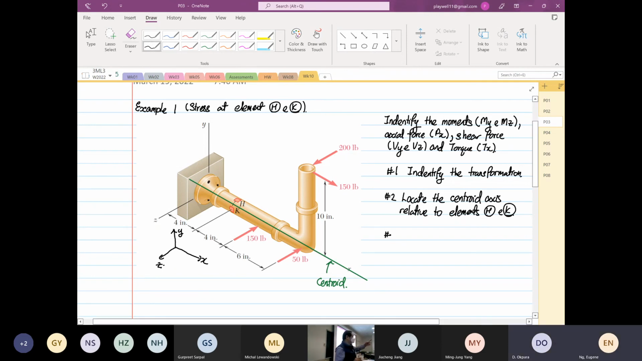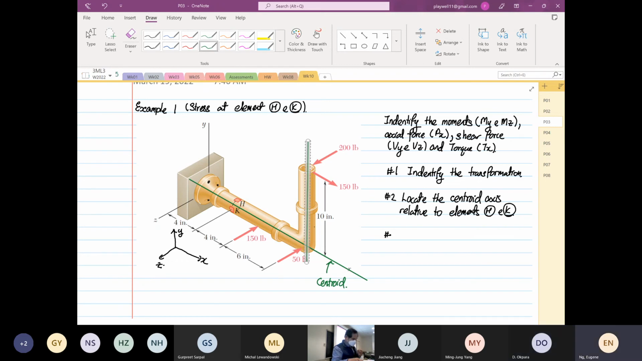What if element K was on the vertical portion of the structure? If element K is on the vertical, then this is the centroid. Are we clear? So two centroids? No, you changed the question for me, you cheeky sort. Let me clarify: what if element H was on the horizontal piece and element K was on the vertical piece?